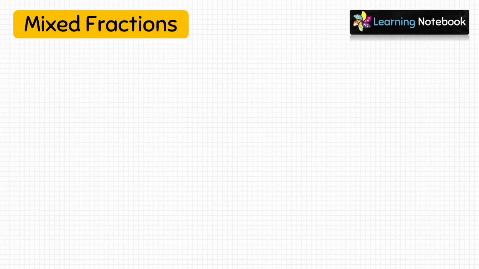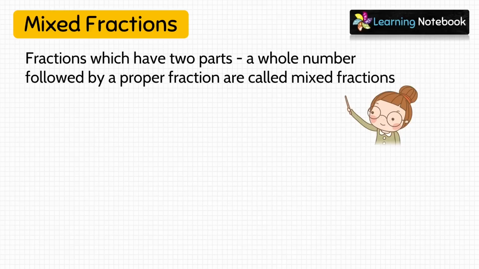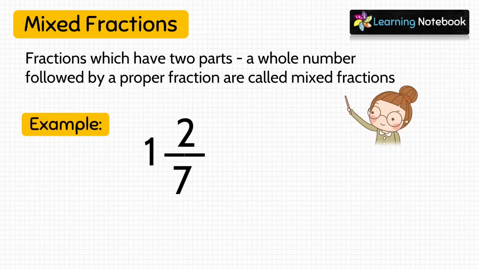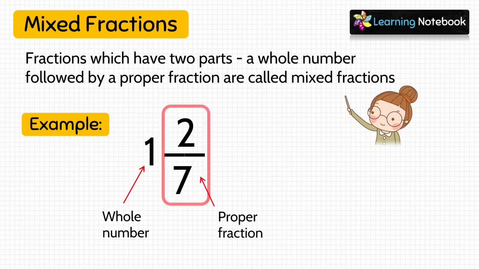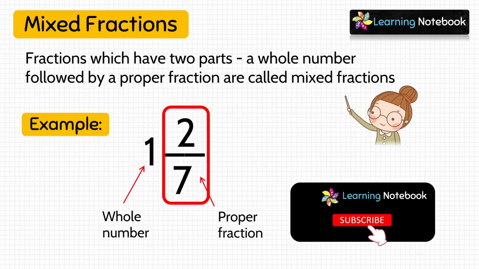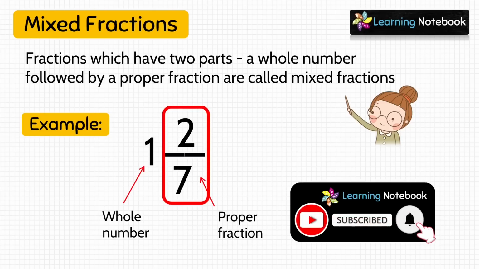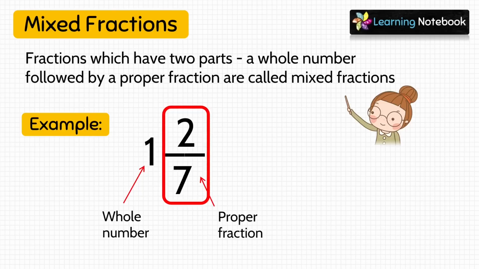Now let's understand what mixed fractions are. Fractions which have two parts, a whole number followed by a proper fraction, are called mixed fractions. For example, fraction 1 2 by 7. Here 1 is the whole number and fraction 2 by 7 is a proper fraction. So 1 2 by 7 is a mixed fraction because it has two parts, a whole number and a proper fraction.